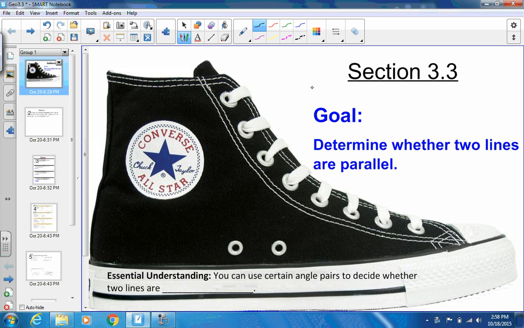But make sure you have this goal written down in your goal sheet. The goal here is to determine whether two lines are parallel.